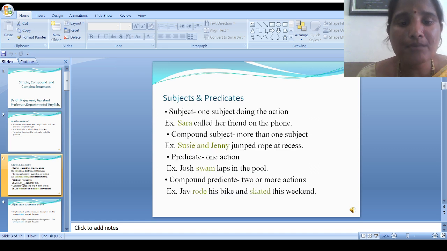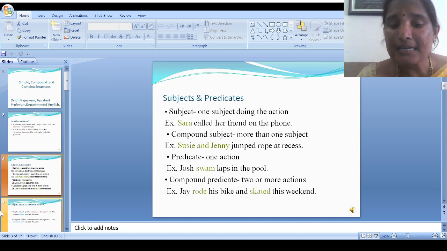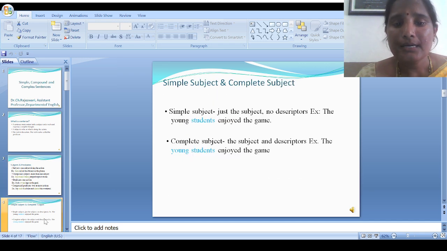Let us check what are the predicates and subjects in these sentences. The subject is the doing action. Sometimes we have compound subjects, that's more than one subject. A predicate is one action and a compound predicate is two or more actions. So identify it with the examples given for you. And what is a subject and a complete subject?